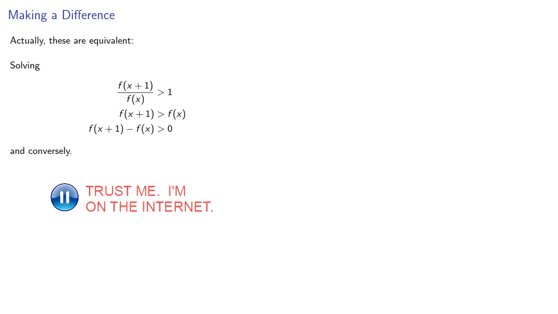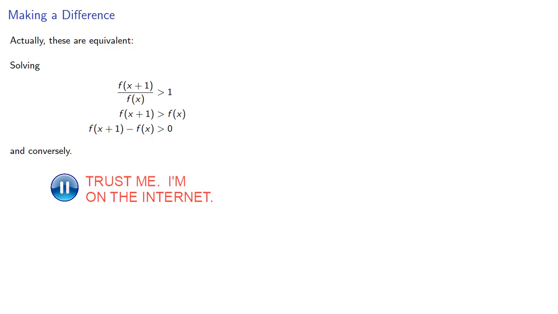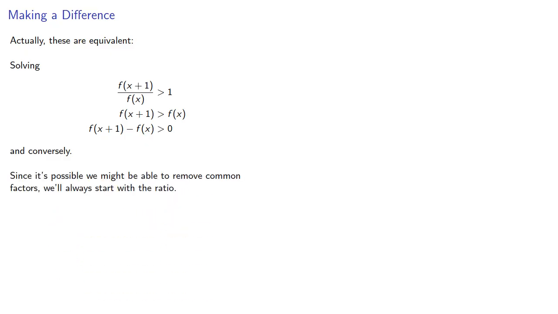Actually, these are equivalent. If the ratio is greater than 1, then remember this is a PMF, so it has to be non-negative, so we can multiply across, and we find the difference is greater than 0, and conversely. Since it's possible we might be able to remove common factors, we always start with the ratio.